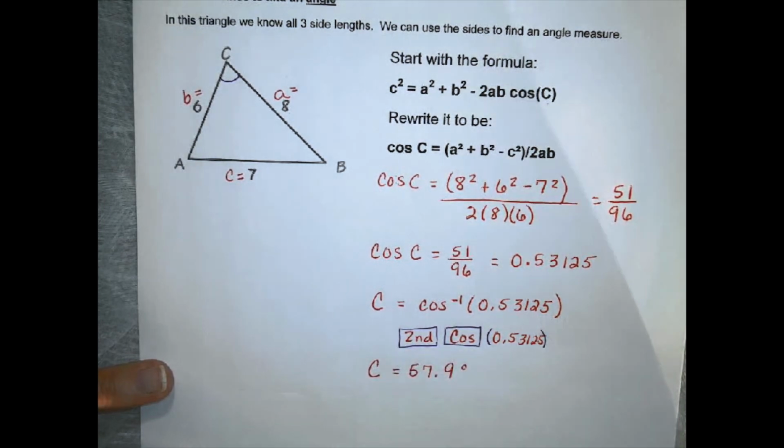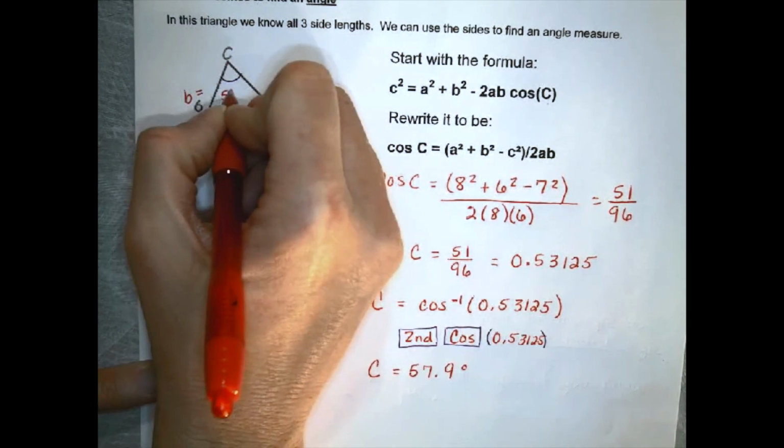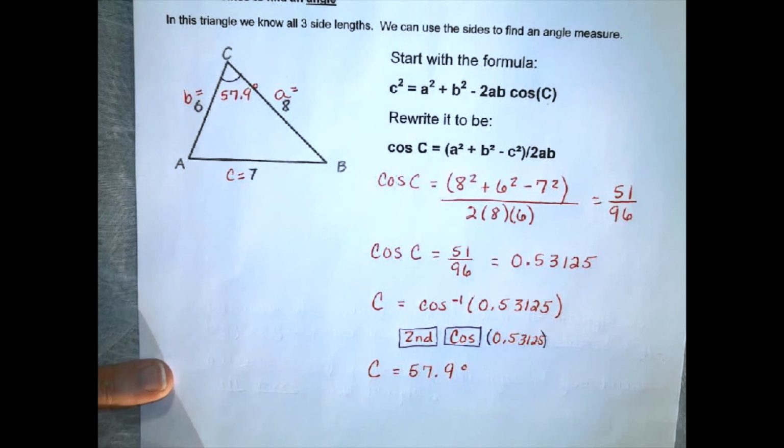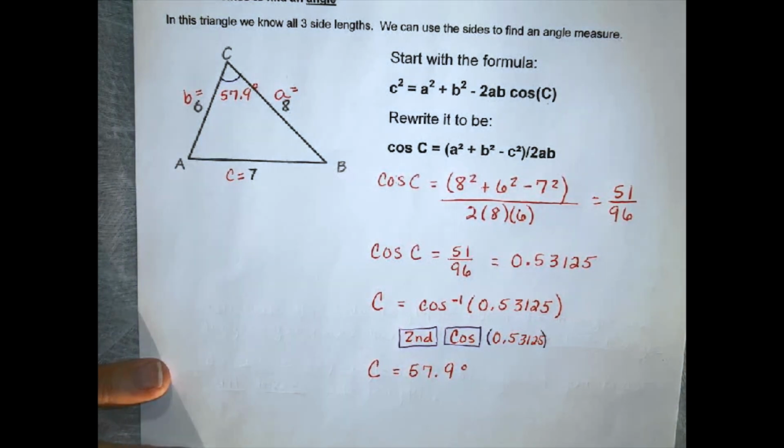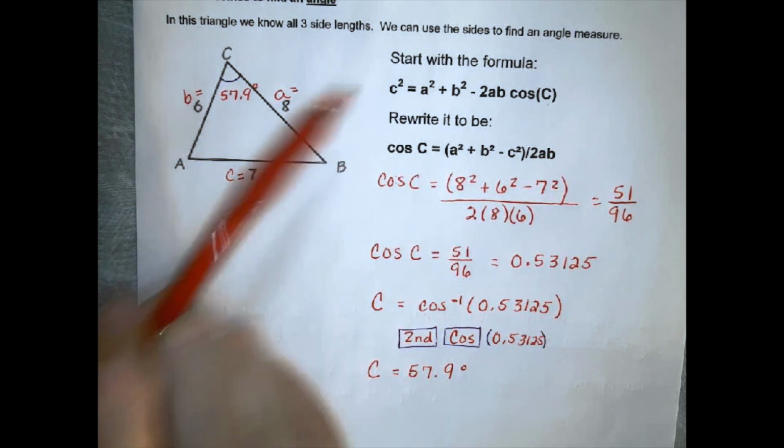If I wanted to find angle A or angle B, I would use the law that starts with a squared or b squared. I would rewrite it similarly and plug in what I know.